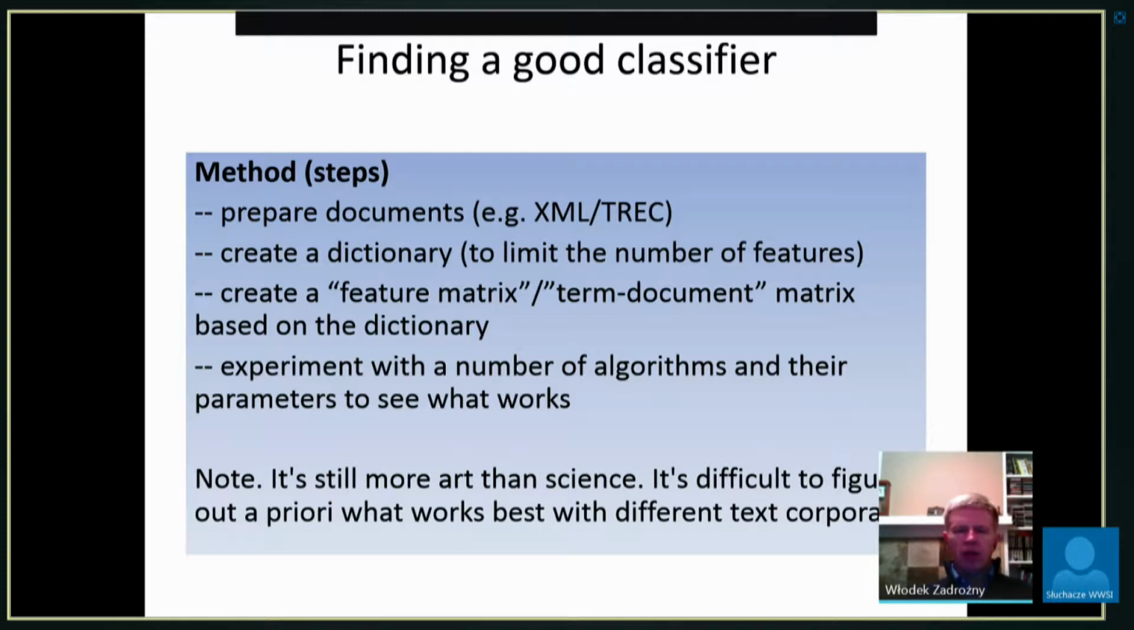All right? There is no clear picture about which classifiers will be better on which corpora, although we know some estimates of complexity of the classifiers, and we know, for example, that naive Bayes is usually much faster to train than a support vector machine classifier.